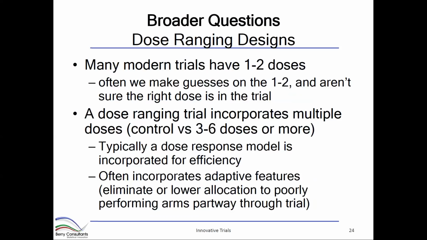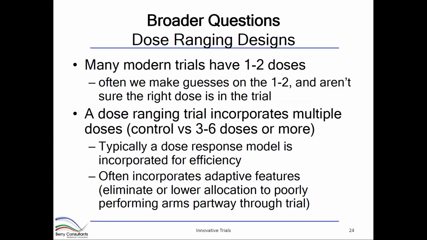So broader questions, dose ranging designs, I think these are more common. I think a lot of people are familiar with these. A lot of modern trials have 1 to 2 doses in them. We often make guesses at what the 1 to 2 are. We may pick, somebody else ran this, so I'm just going to keep the same dose, or I pick a couple values. And a lot of times the motivation for that is, if I picked more doses, I'd have to have a really, really big trial.